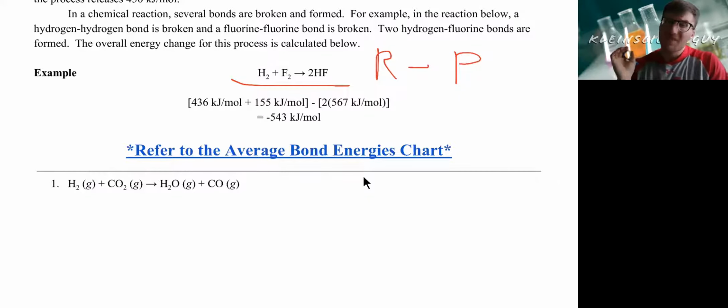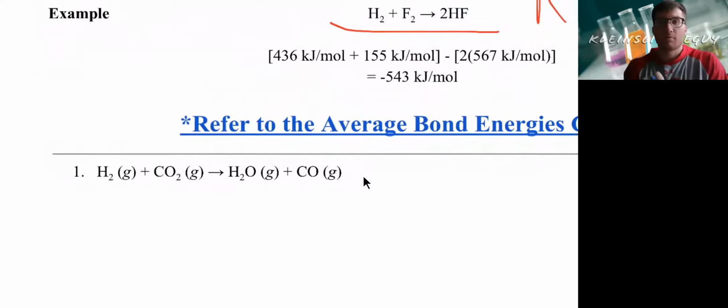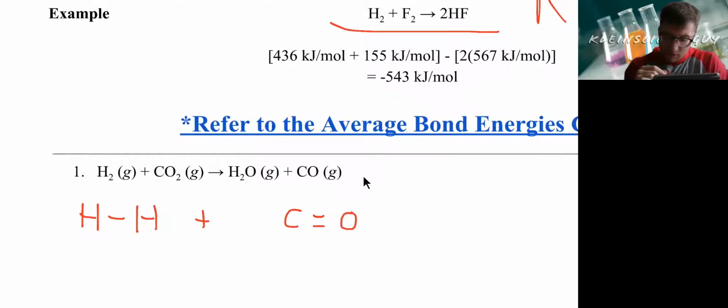So this takes a little bit of review, knowing how to draw Lewis dot structures. I know it's been a while since we've done that, but we need to do that in this practice because we need to know what bonds we have. So if I'm looking at this first example, we have hydrogen gas reacting with CO2. Hydrogen is written simply as H to H. Then we're going to add CO2 to that. Remember, CO2 is carbon double bonded to two oxygens. So there are our reactants.